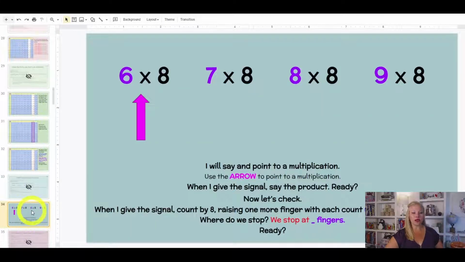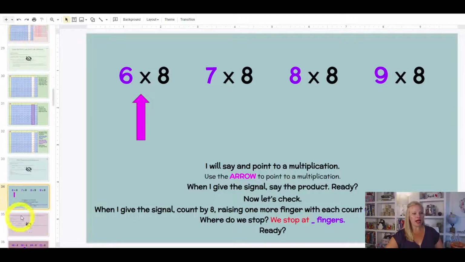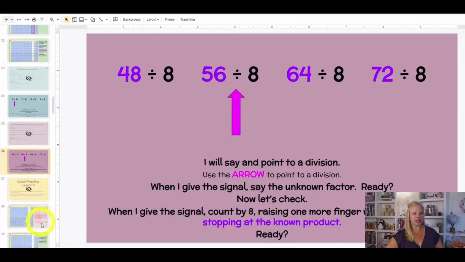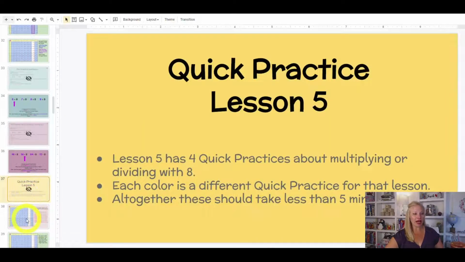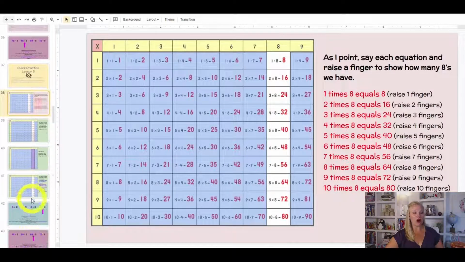Now let's do it with counting on using the multiplier. So 6 times 8, or 6 groups of 8. Let's put up 6 fingers and let's count by eights: 8, 16, 24, etc. Then you'll do it with division, the same thing. You'll notice by lesson 5, now we're doing all of the same.